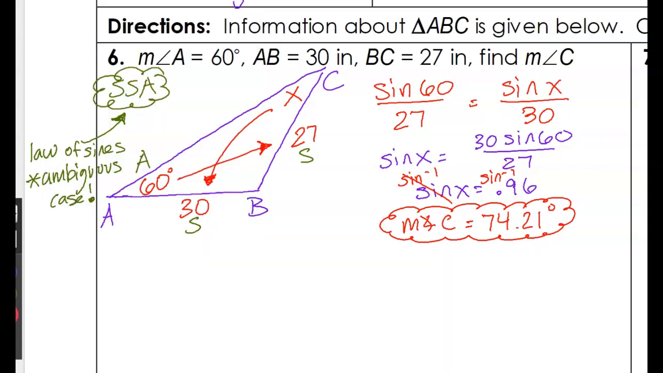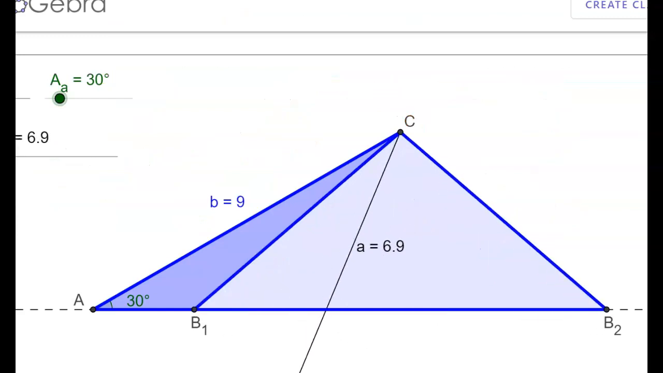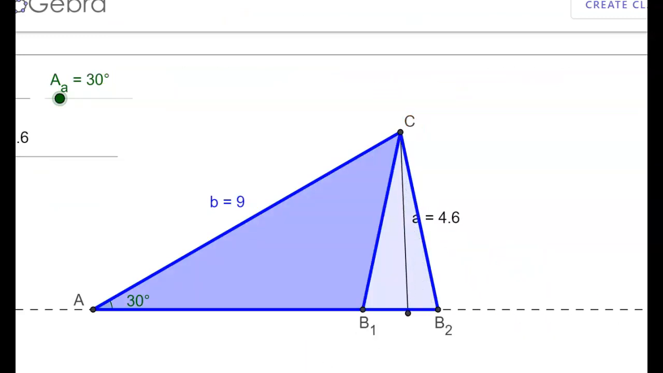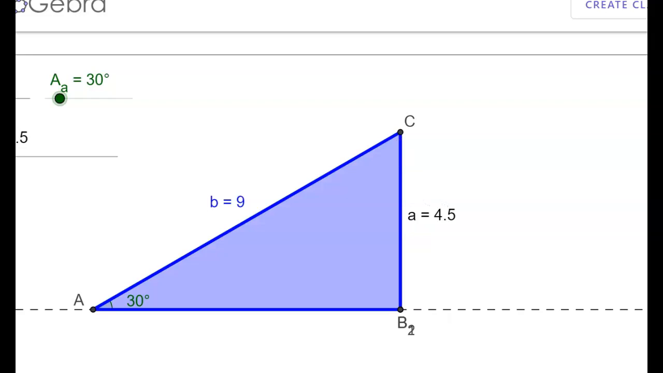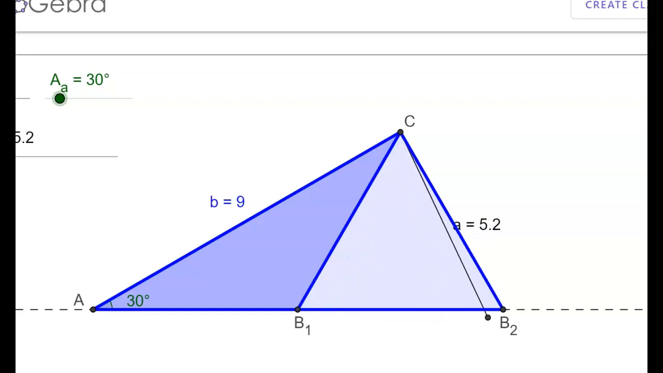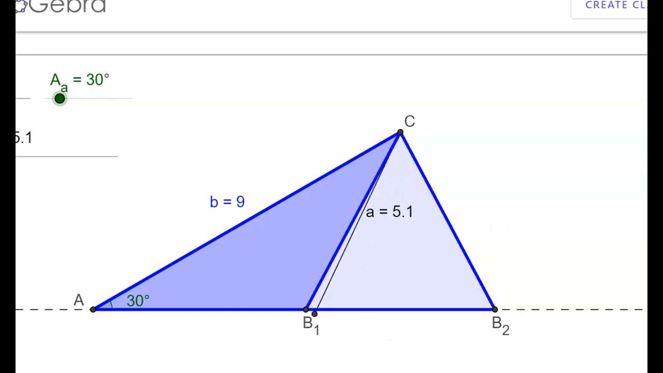All right. So now, remember, this is an SSA triangle. I have no idea if this is my only possible angle. Remember, you could maybe have a second triangle. Remember, we could either have this. So right now, this is what I have. But we also could possibly have this. We need to figure out, are there actually two triangles?